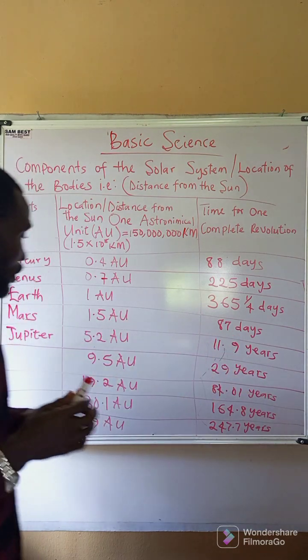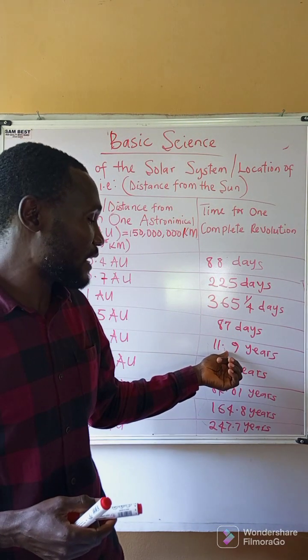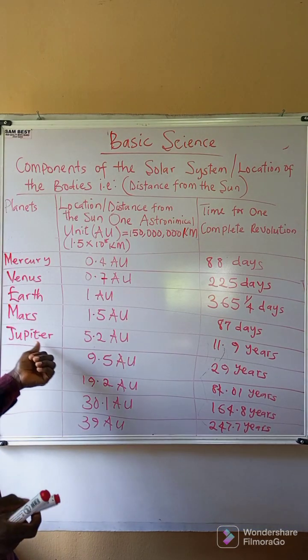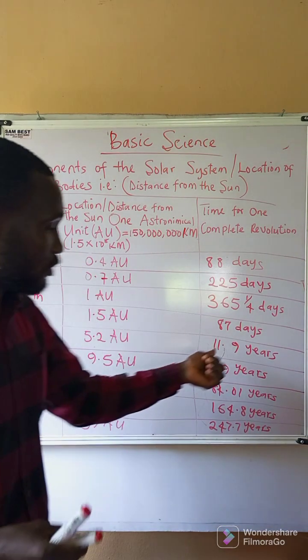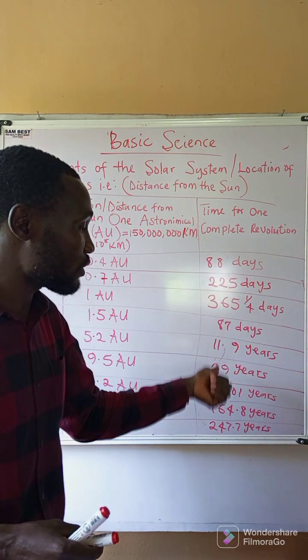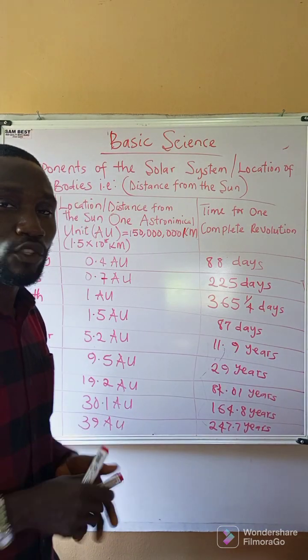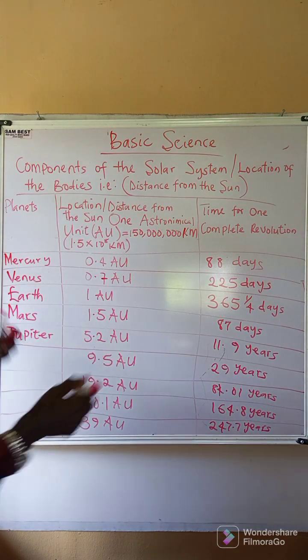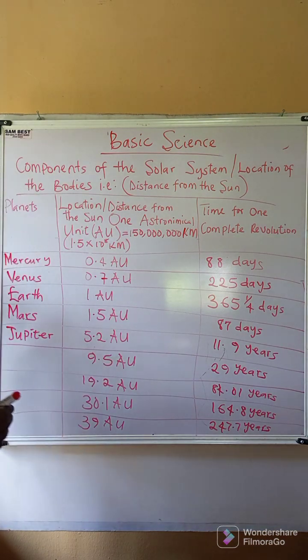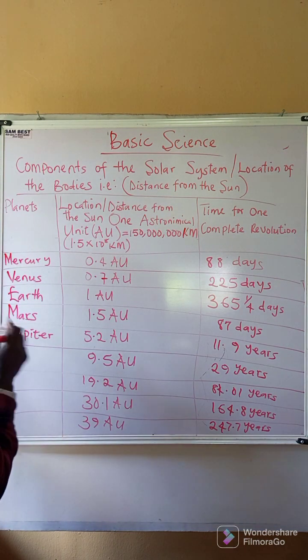Do you understand? So from here it proves that, right? And one of them is Jupiter, if you could remember. Jupiter, and its value is different from this one. It takes 11.9 years to complete one revolution. Okay, let's move on. After Jupiter, what do we have? Our next one is what?